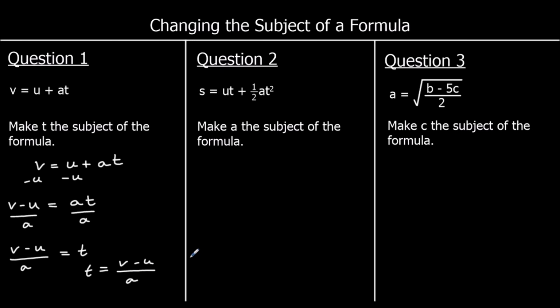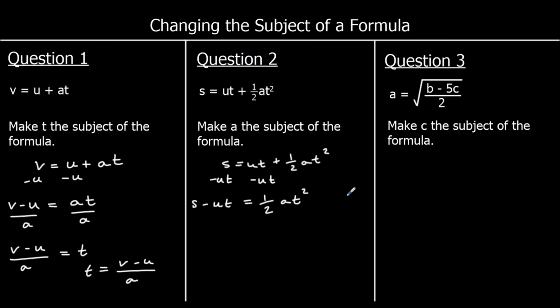Question 2. Make a the subject of the formula. So at the moment we've got s equals ut plus half at squared. So we've got a ut at the moment, a positive ut. So if we subtract ut from both sides, we'll have s minus ut equals half at squared.